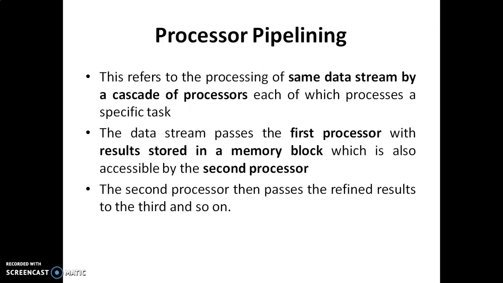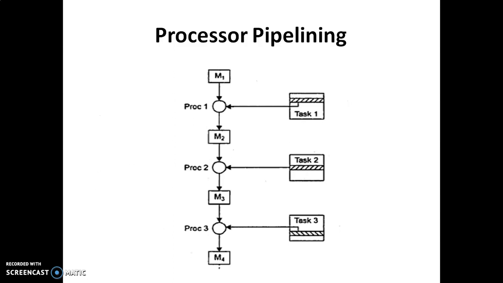Third is processor pipelining, which refers to the processing of the same data stream by a cascade of processors, each of which processes a specific task. The data stream passes the first processor, with the results stored in a memory block, which is also accessible by the second processor. The second processor then passes the refined results to the third. This diagram represents processor pipelining: the first processor accesses the memory block, which is given to processor 2. Processor 2 gives the refined results to processor 3 and so on.